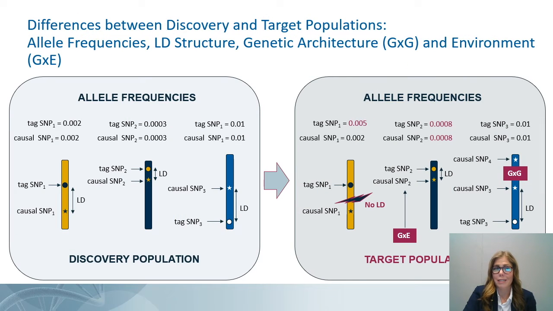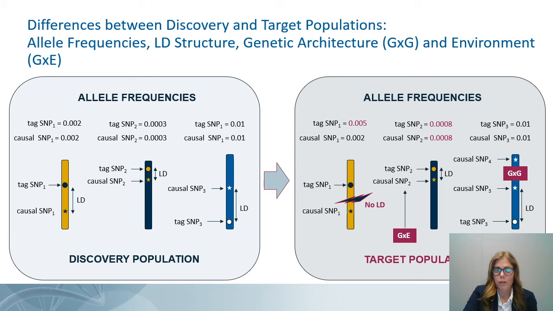So what are the impacts of these differences? Well, I've tried to illustrate them here for you with a toy example of allele frequencies. So on the left, you have your discovery population with frequencies of the tag SNPs and causal SNPs being equal to one another because they're in LD. And that's by definition what that means. And in the target population, some of those allele frequencies are different based on differences in linkage disequilibrium or other factors like environmental effects, gene-environment interactions, and also gene-by-gene interactions.